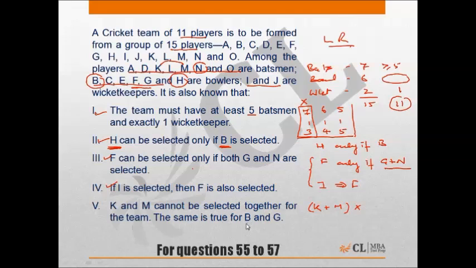The same is true for B and G. The next statement says B and G cannot be selected together. B and G both are bowlers, which straight away means that you cannot have 6 bowlers in the team, because at least one of them will be out. So out of 6, only 5 bowlers are possible. So we are still stuck with these 2 cases. We will see which of these 2 cases are possible. Let's go to the question before we start solving the data.